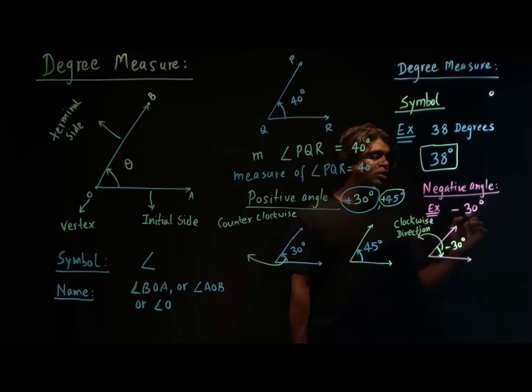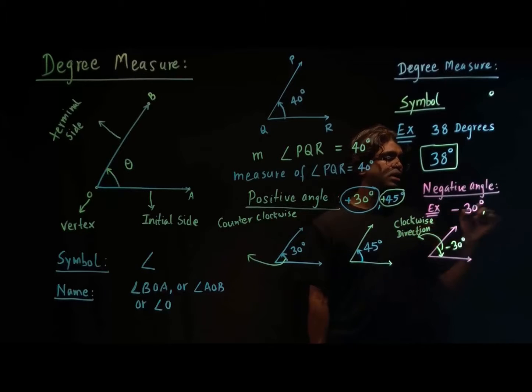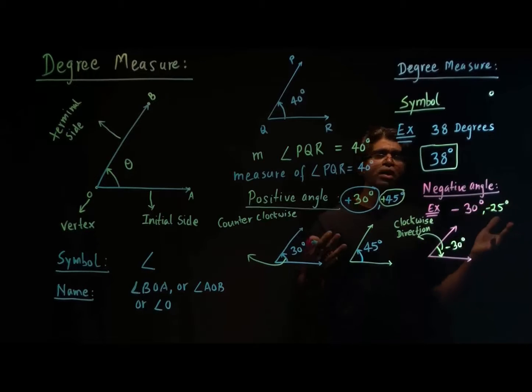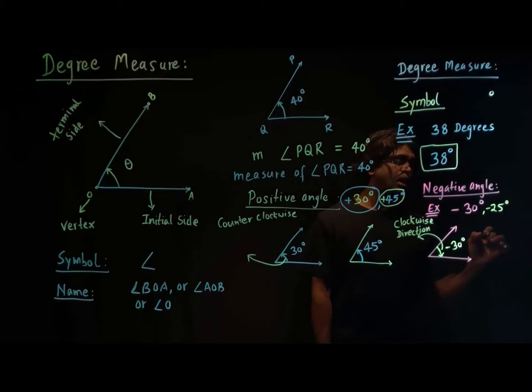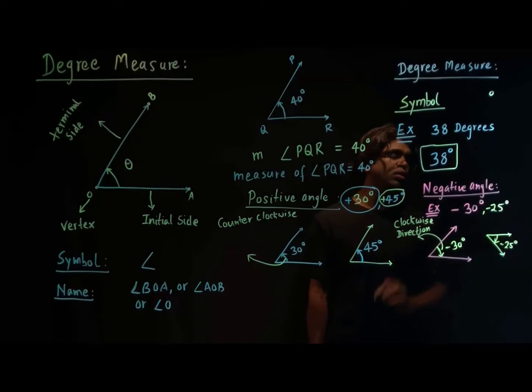Now suppose my next example is, if I want to draw a 25-degree angle with a negative sign, this means my angle is negative 25. I can also draw it like this. And in this case, I will draw my arrow again clockwise, and then the value of this angle is negative 25 degrees.